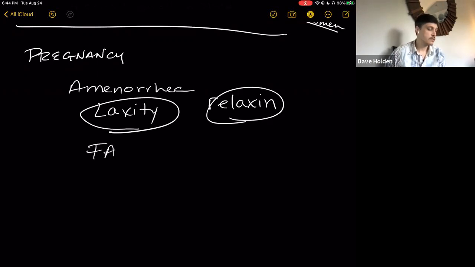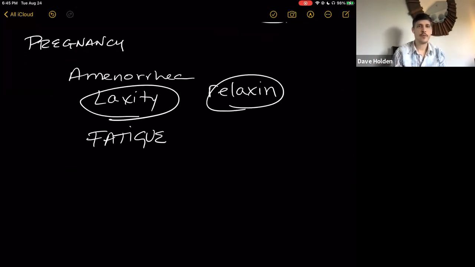Fatigue. Surprise, surprise, growing a whole baby is a bit of a workload. Yeah, it takes a lot of calories to bake a whole skeleton from scratch. So fatigue, hormone levels may be off. So maybe a little touchy, maybe a little mood swings. Give them a wide berth. Don't take any of it personally.